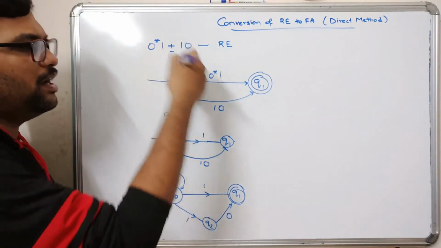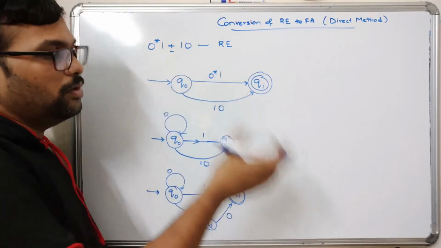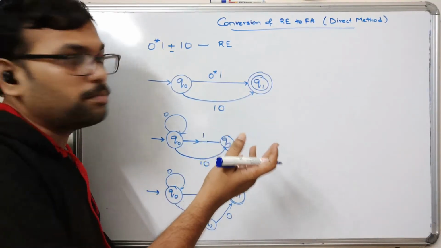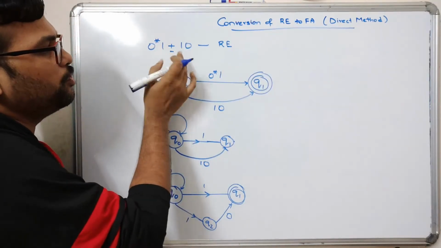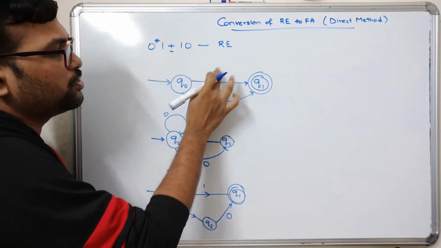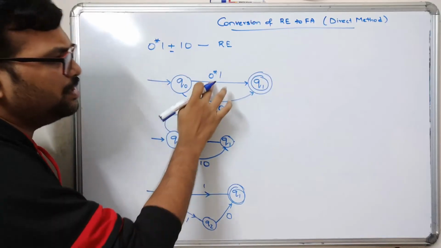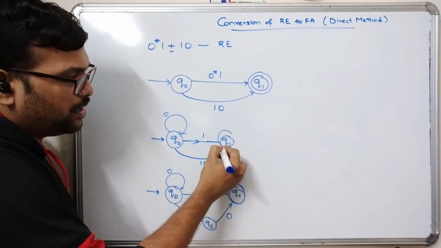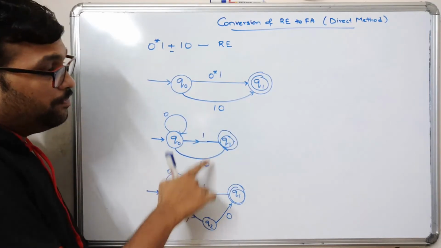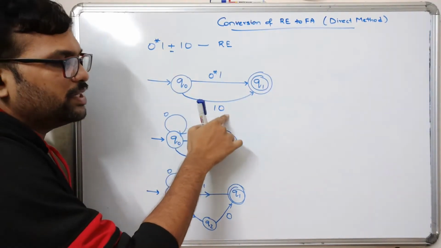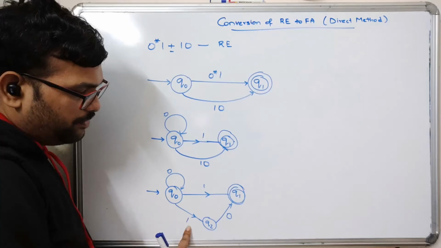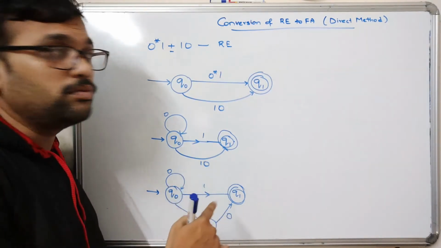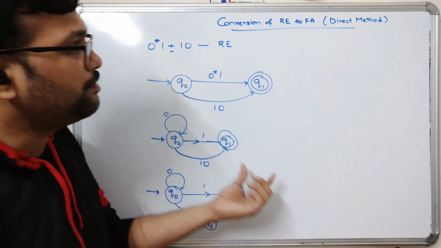Simply divide the expression and write it, based upon the previous basic regular expressions and finite automata. Here it is a plus, so we are just dividing it into 0 star 1 and 10. 0 star 1 is directly represented as 0 and 1, and here it is the final state. Again we have to divide 10, so we give 1 and 0 with different states. So this is how we have to write the finite automata.